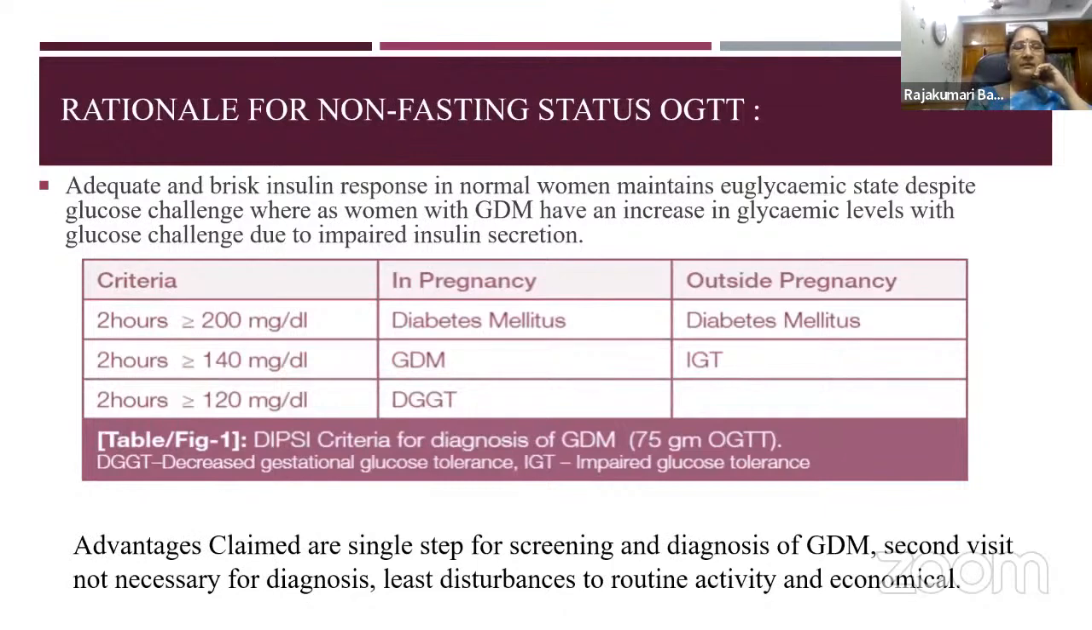The rationale for non-fasting status is that in a euglycemic patient, that is a normal pregnant woman in a euglycemic state, even though a glucose challenge was given, there won't be any increase. Whereas in a GDM case, there will be an increase in sugar levels with glucose challenge due to impaired insulin secretion. At 2 hours, if it is more than 200, it means diabetes mellitus. If it is more than 140, it is GDM. If it is more than 120, it is decreased gestational glucose tolerance.